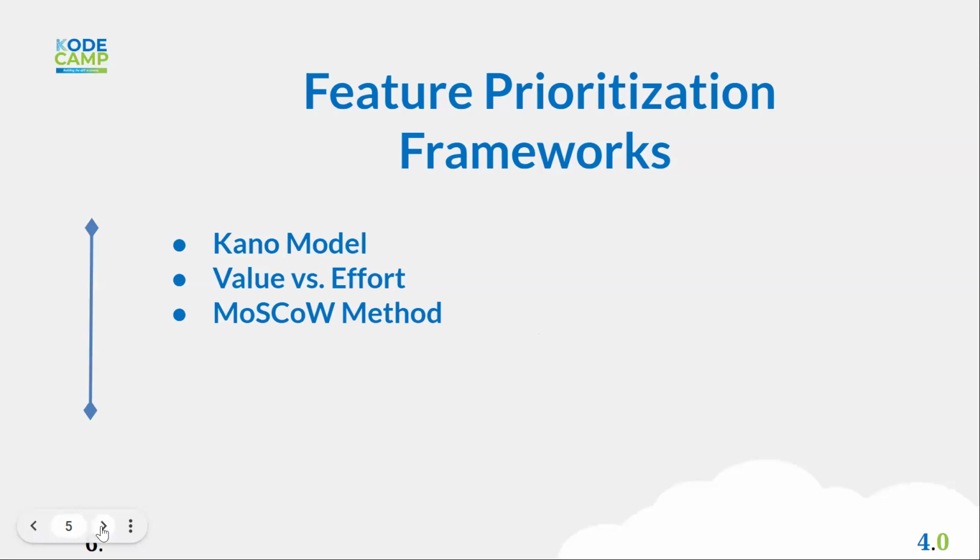For the Kano method, it's a framework that focuses on users' reactions, like excitement, performance, basic, indifference, and dissatisfaction. So what do I mean? Features are developed based on the reaction of users. Are users excited to use this product?